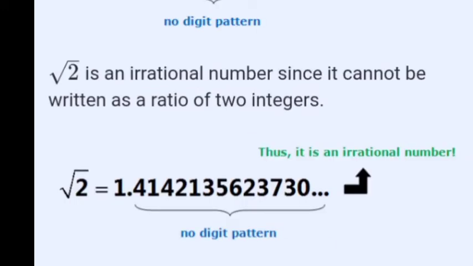The value of e, which is 2.718281828459, is also an irrational number since there is also no digit pattern. The square root of 2 is an irrational number since it cannot be written as a ratio of two integers, because the value of the square root of 2 in decimal is 1.414213562373 and so on to infinity. So still there is no digit pattern.